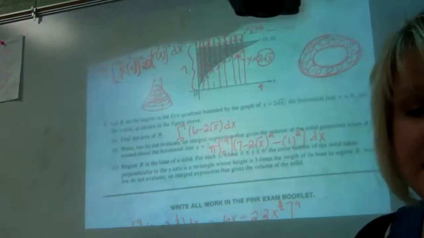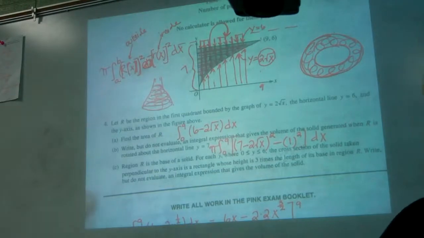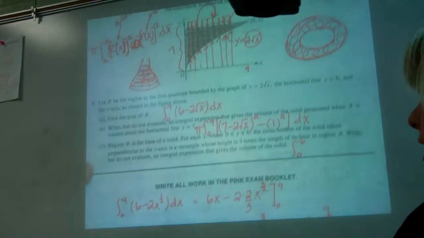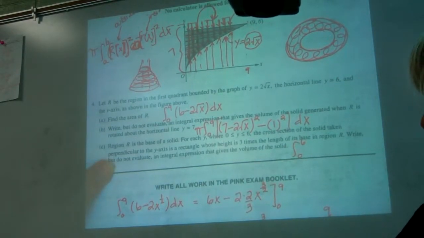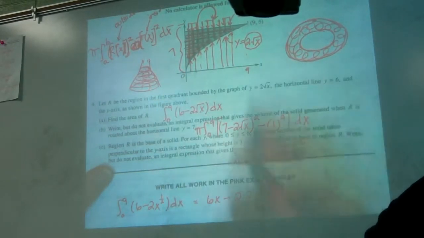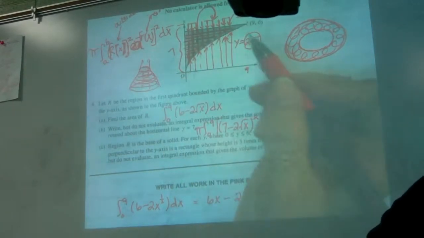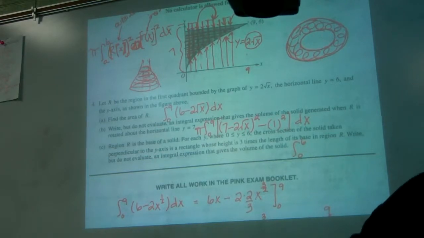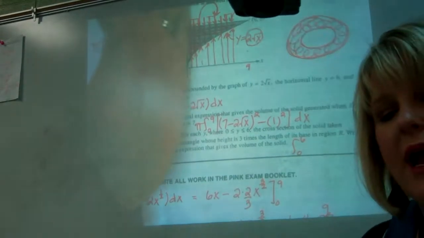So 0 to 6, because we're perpendicular to the y, so we're stacking our rectangles up from 0 to 6. So we're going to say the integral from 0 to 6. And then the area of each rectangle, so it says the height is 3 times the length of its base in region R. So this is the base. If we could figure out what this was, we would have the base, and then we would just multiply it by 3 to get the height. So what is this? This distance from the y-axis to that curve.